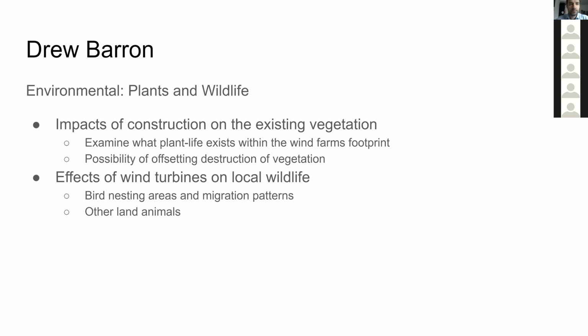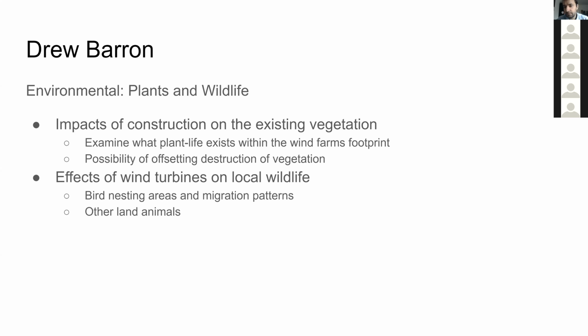I'll be looking at more of the environmental impacts, specifically the plants and wildlife. So the impacts of construction on the vegetation that is there, looking at what plants are already there in the wind farm's footprint, and then looking at some of the ways that this destruction of vegetation could be offset, whether that's with planting in other locations.